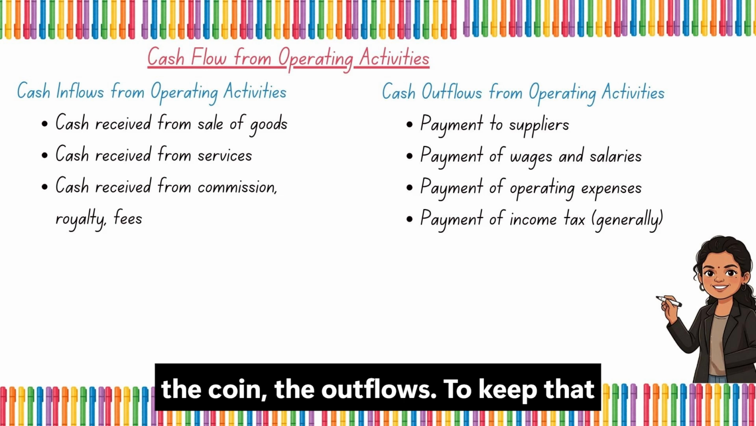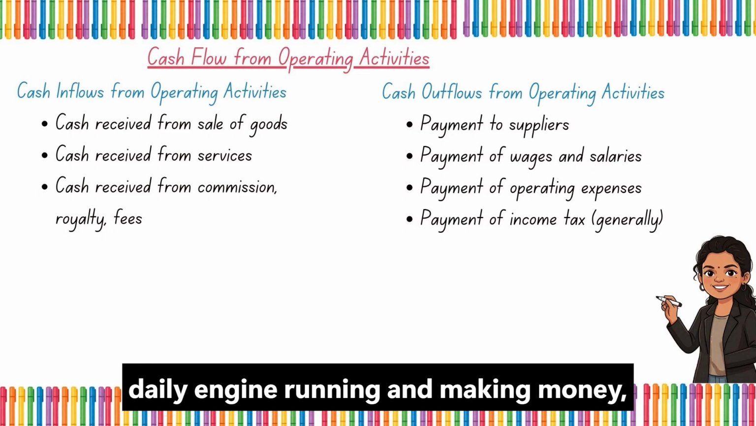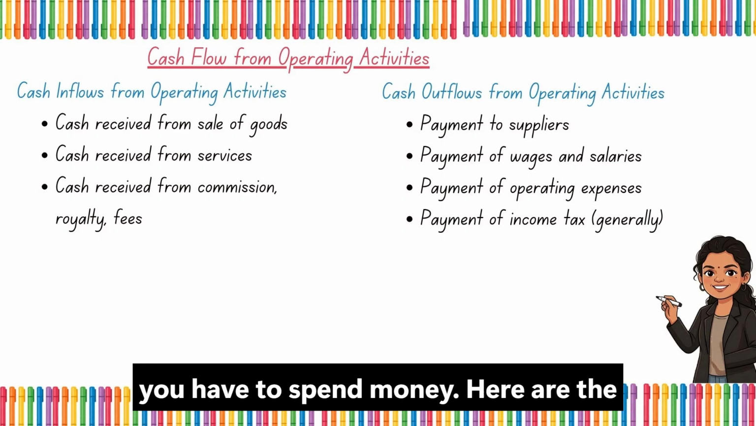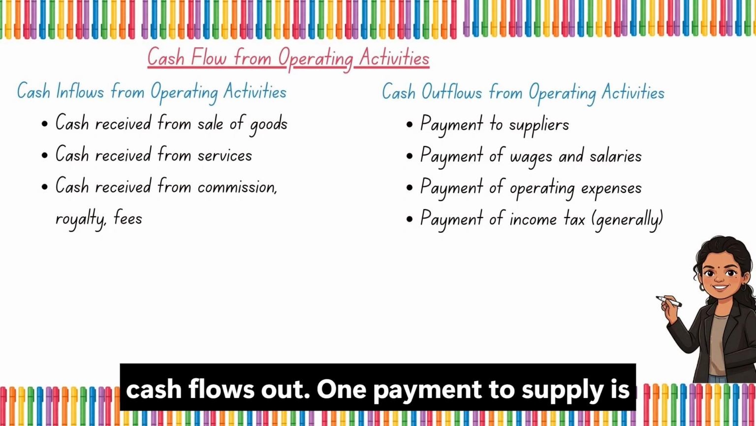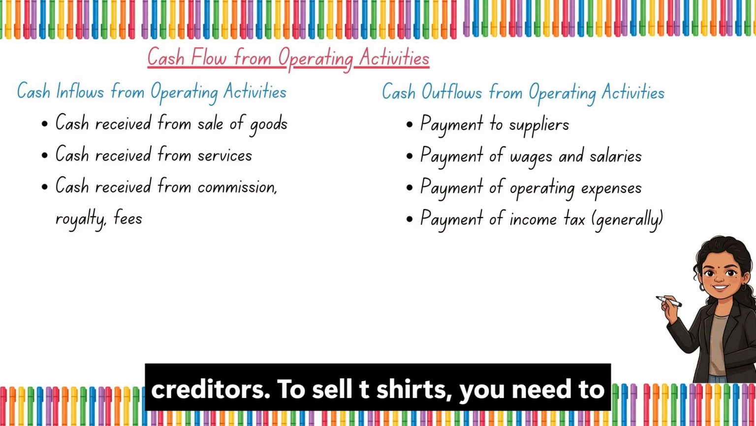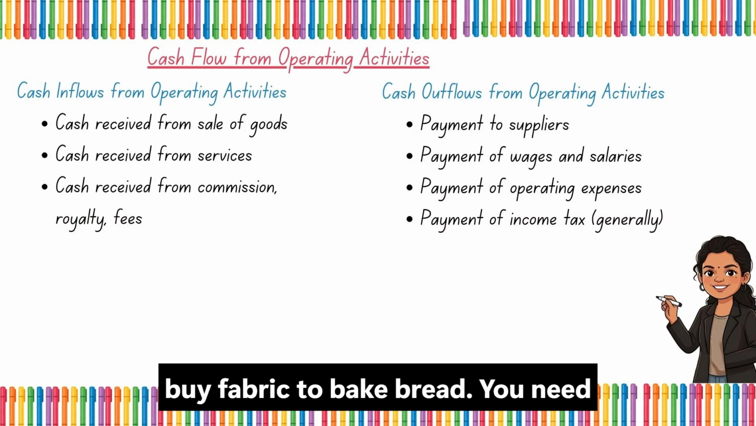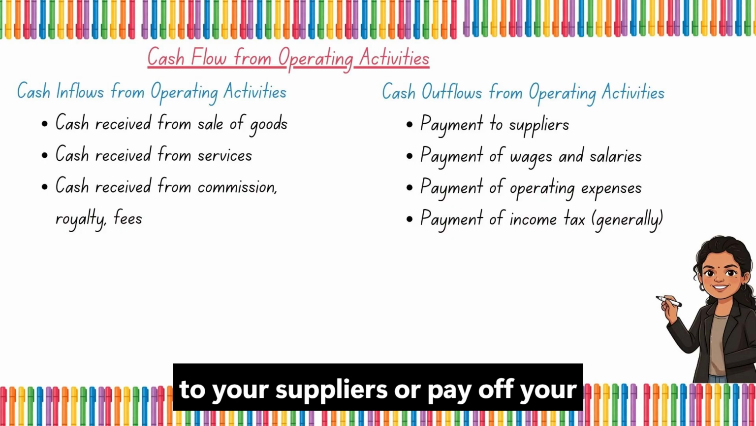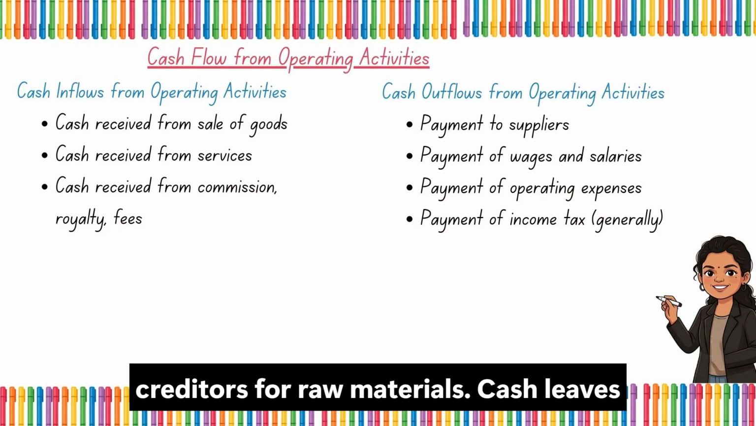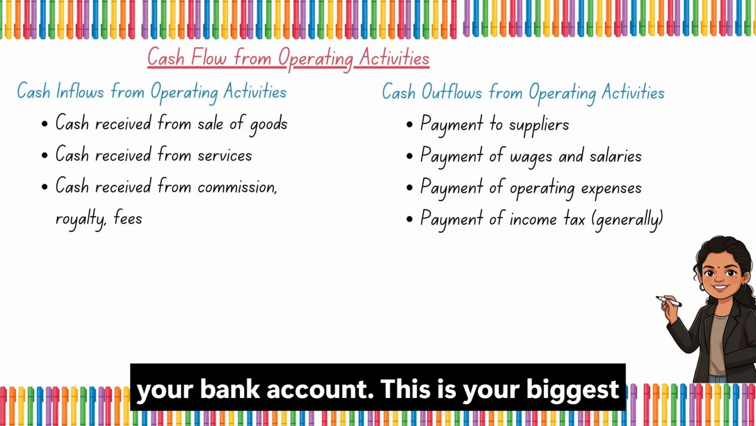To keep that daily engine running and making money, you have to spend money. Here are the 4 classic operational expenses where your cash flows out. 1. Payment to suppliers, creditors. To sell t-shirts, you need to buy fabric. To bake bread, you need to buy flour. When you write a check to your suppliers or pay off your creditors for raw materials, cash leaves your bank account. This is your biggest regular operating outflow.